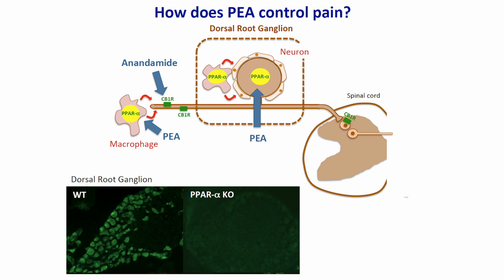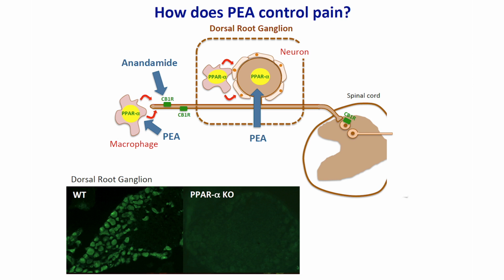This is the dorsal root ganglion. Now, these cells here have cannabinoid receptors, which are activated by our friend now, anandamide. This is how anandamide blocks the pain response. It activates CB1 receptors in these cells before the signal arrives to the spinal cord.